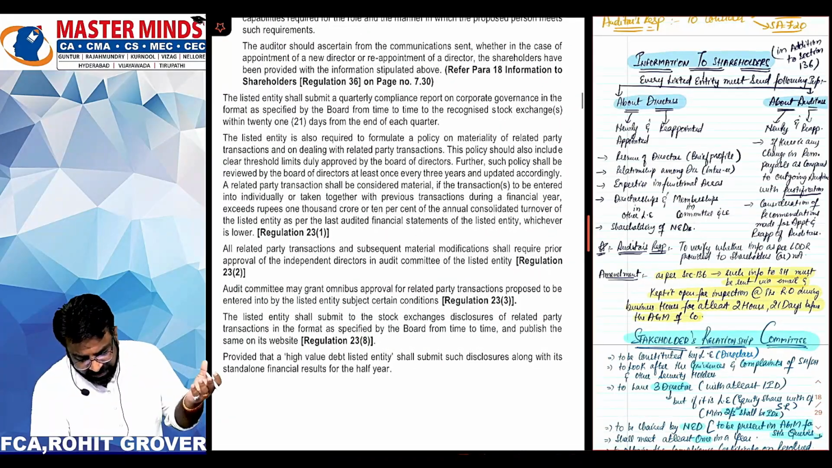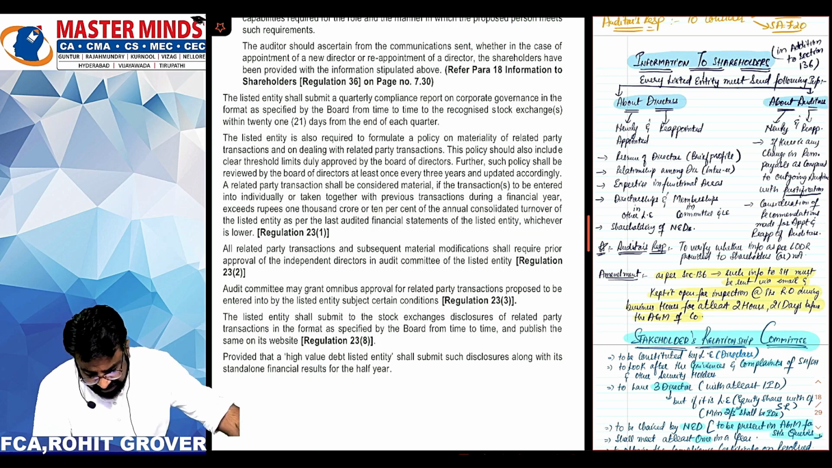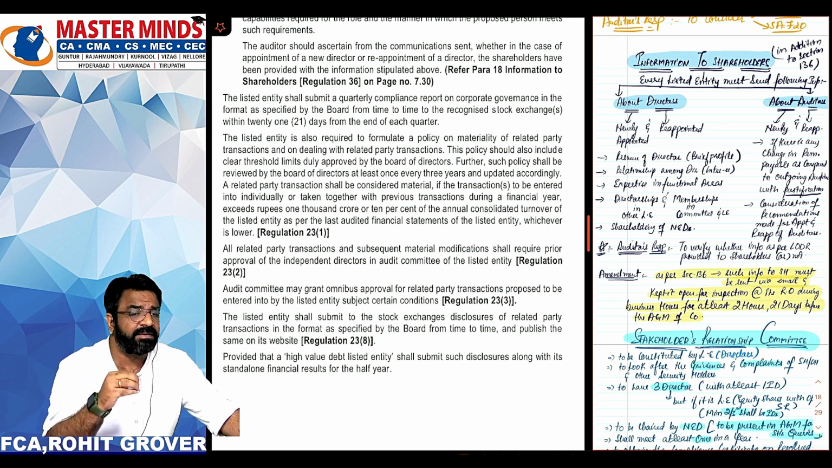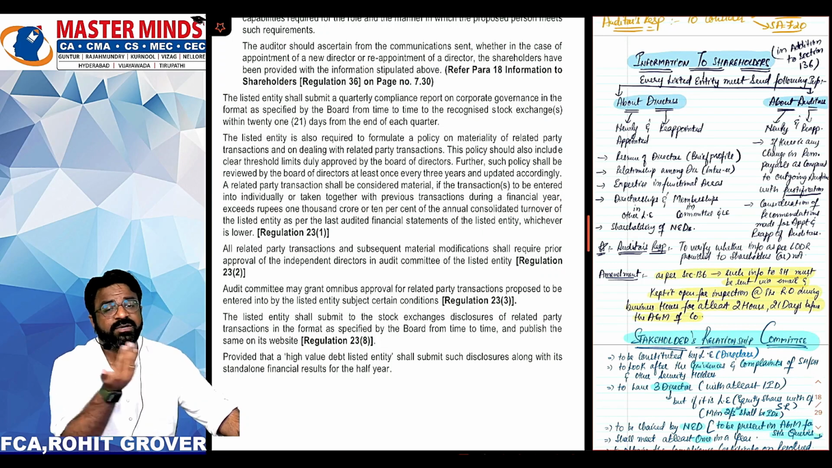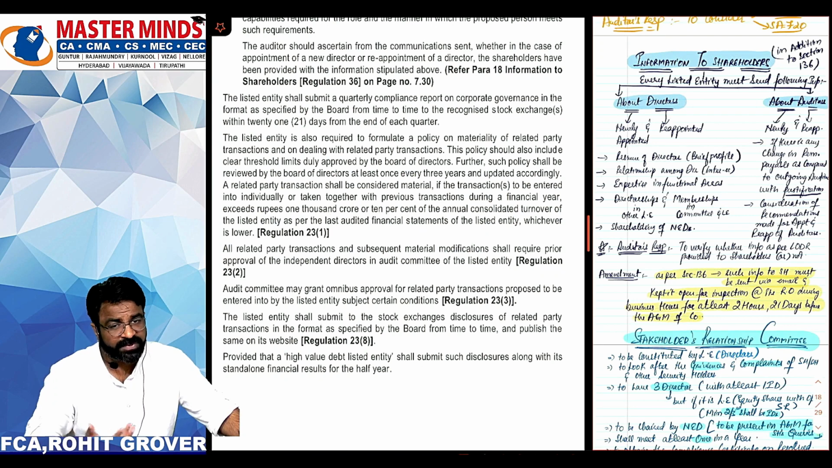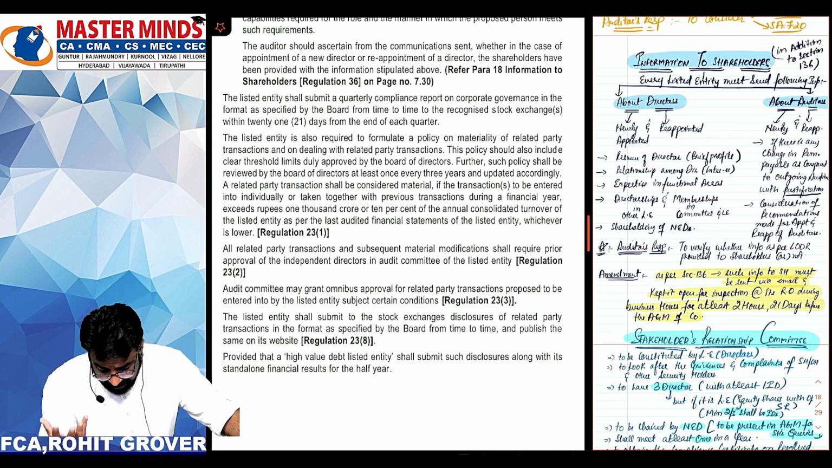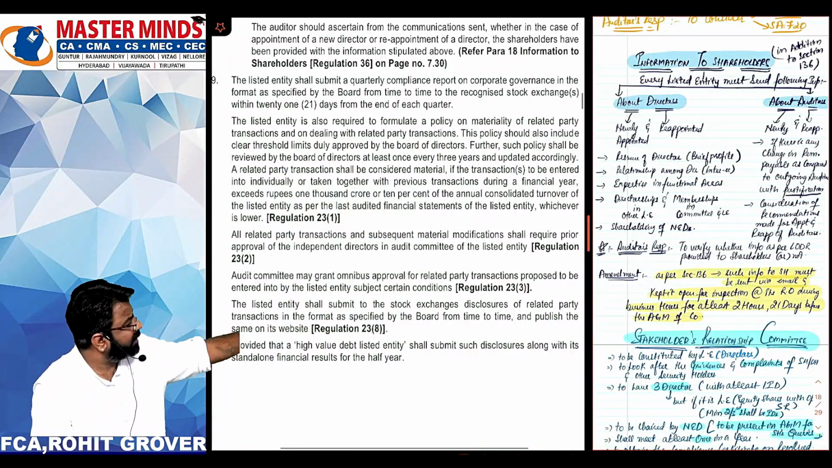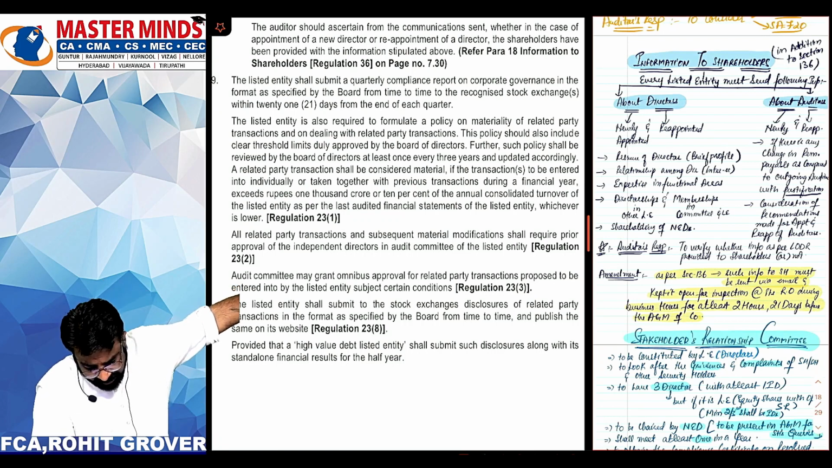The 21 days wala point we have done. Quarterly compliance report on corporate governance is to be specified by the board from time to time within how many days? 21 days. Okay. Listed company is also required to formulate a policy. हाँ ये, what do you mean by material related party transaction? Which is more than 10% of the consolidated turnover. उसके साथ 1000 crores add हो गया है. 10% of the consolidated turnover or 1000 crores, whichever is lower. Now see this point. Just read the last 3 points only in that big paragraph. Rest remaining everything is irrelevant.